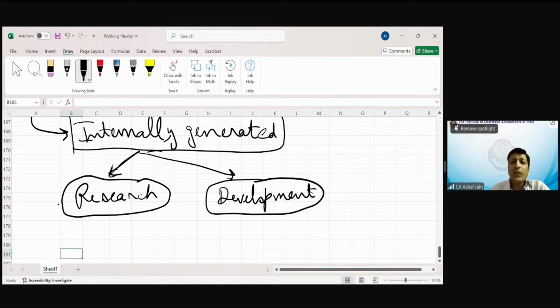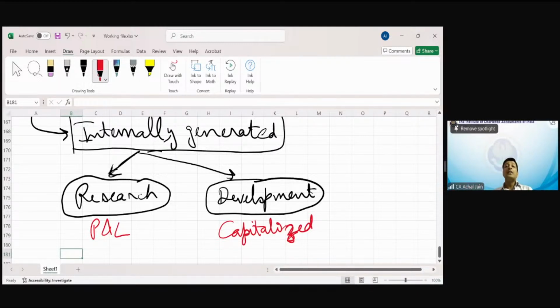Okay, because if it's in research phase, then any of the costs management will incur during this research phase will go to P&L. If there is anything which is in development phase, any of the costs which the management will incur during the development phase will get capitalized. Yeah. So this assessment will of course be done by the management, but that assessment needs to be understood, reviewed, and verified by the auditor.